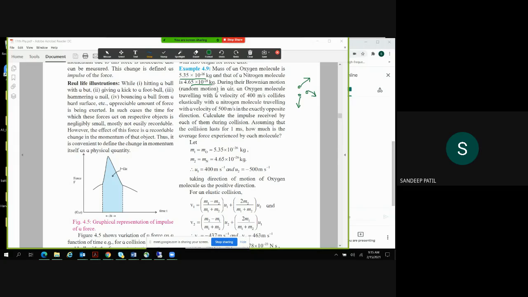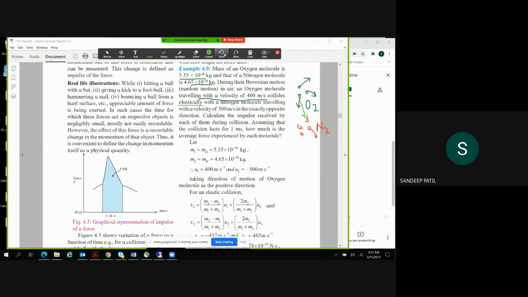An oxygen molecule is traveling with a velocity of 400 meter per second. There are also other molecules that are nitrogen, traveling here and there. We are now considering only one molecule, where the oxygen collides with a nitrogen molecule, and that is an elastic collision, right? The nitrogen molecule is traveling with a velocity of 500 meter per second in exactly the opposite direction.